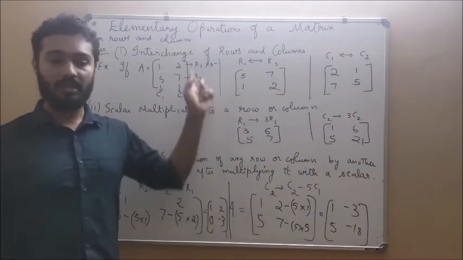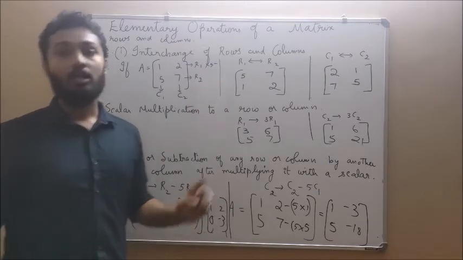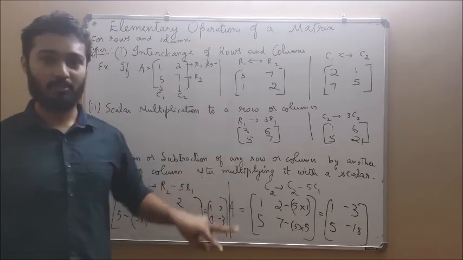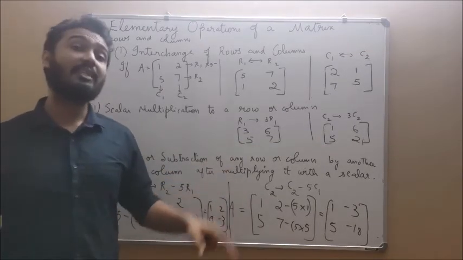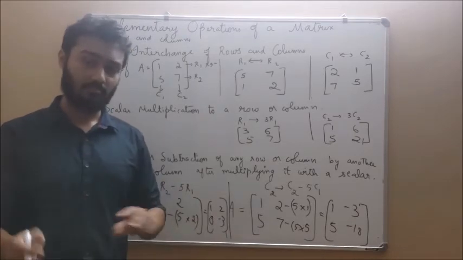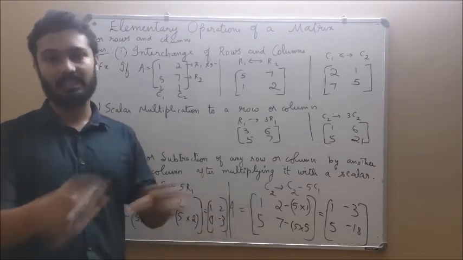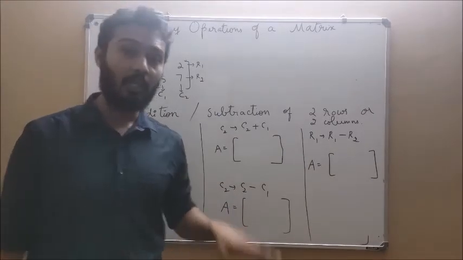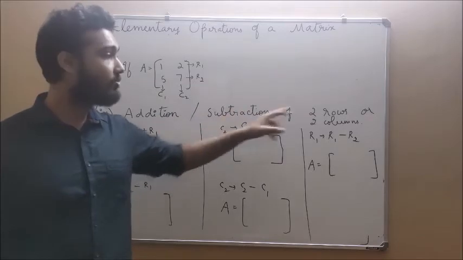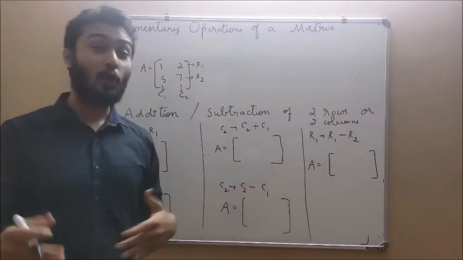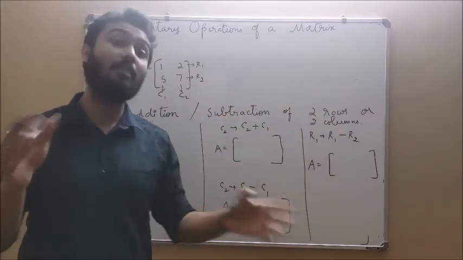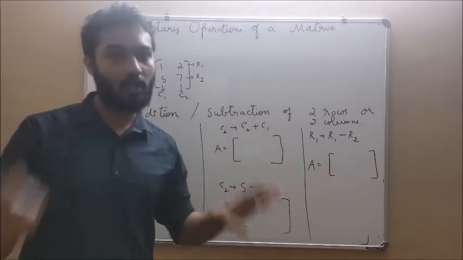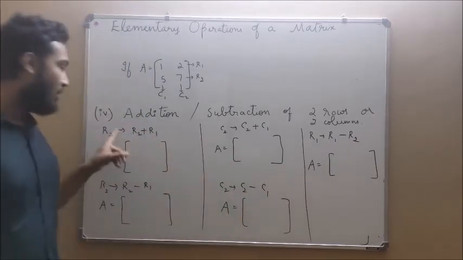So these are the operations. From this third operation, we can derive two more operations. That is, we can subtract the rows from each other, or we can subtract the columns from each other. Okay. Next, we'll move on to the next operation: addition or subtraction of two rows or two columns. Here we are either subtracting two rows or two columns, or adding two rows or two columns.